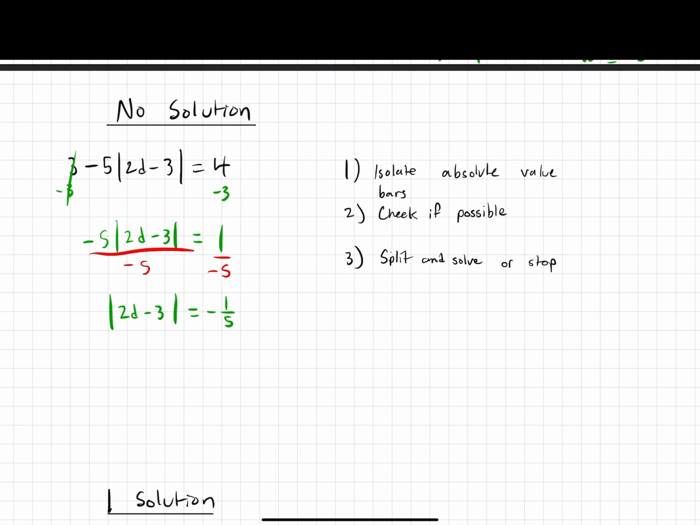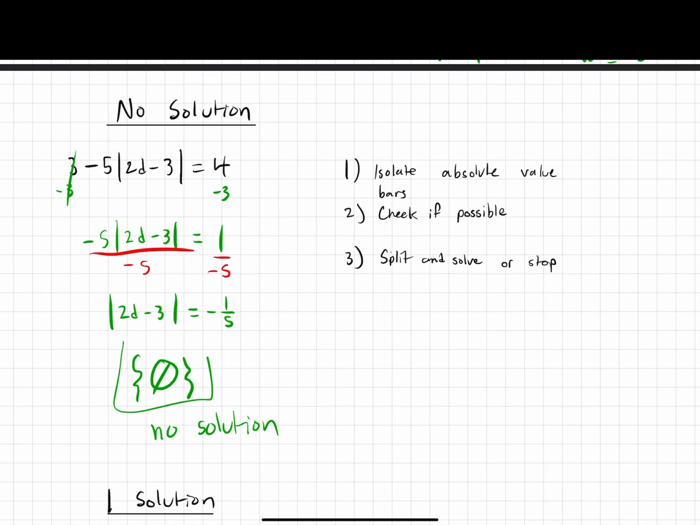And then we stop. Check to see if this is possible. My absolute value bars all isolate equal a negative constant. This is not possible. Absolute value bars only yield 0 and positive numbers. Negative 1/5 is neither of these things. So it is not possible. We can't split and solve. We simply stop and say no solution. That is the null set, so the empty set, which is representative of the phrase no solution.